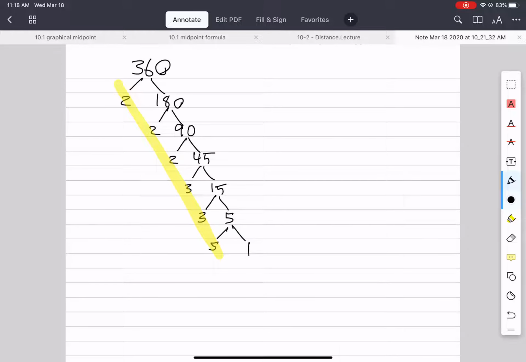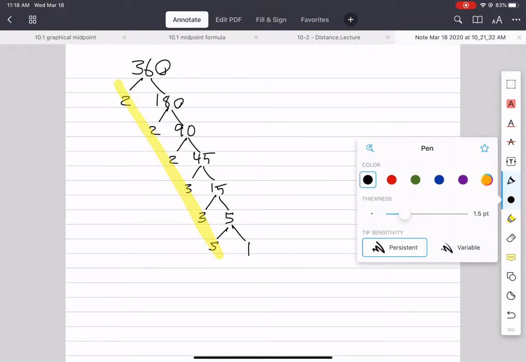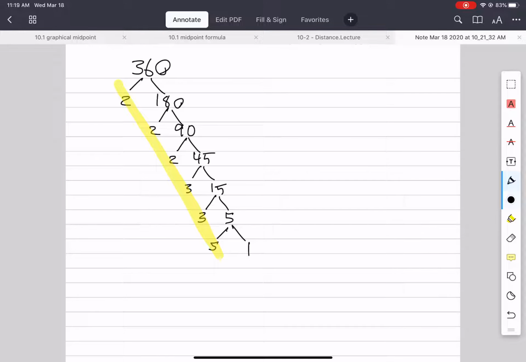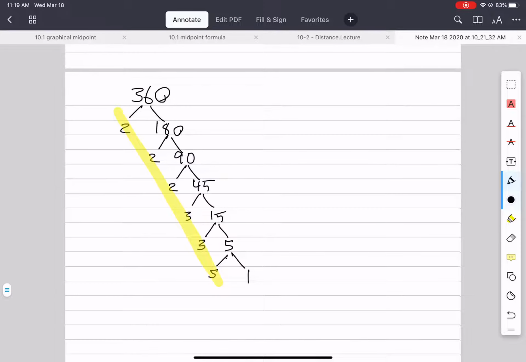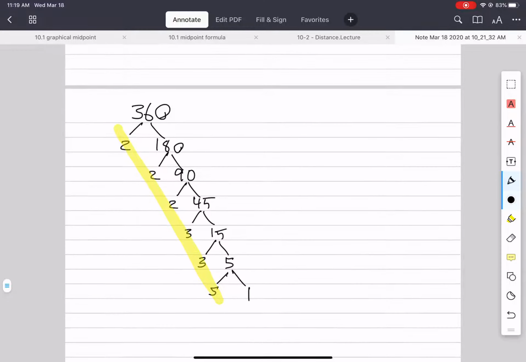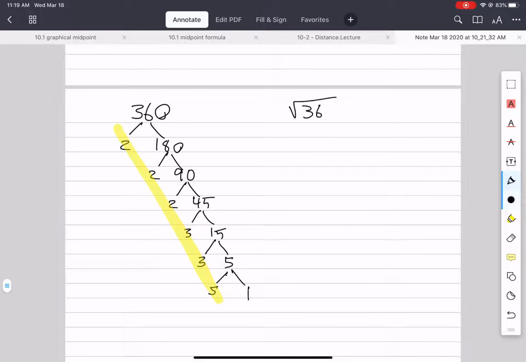All right, so once we've finished with prime factorization, now we can use that to help us simplify square roots. So if I've got 360 and I'm taking the square root, so square root of 360, I need to enter this as my answer in the form of 6 times square root of 10. So how did I get from those?